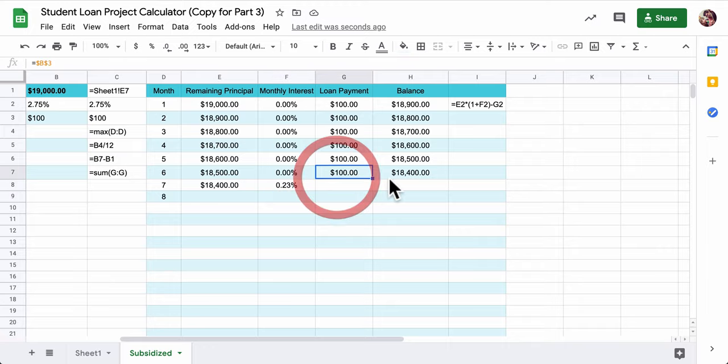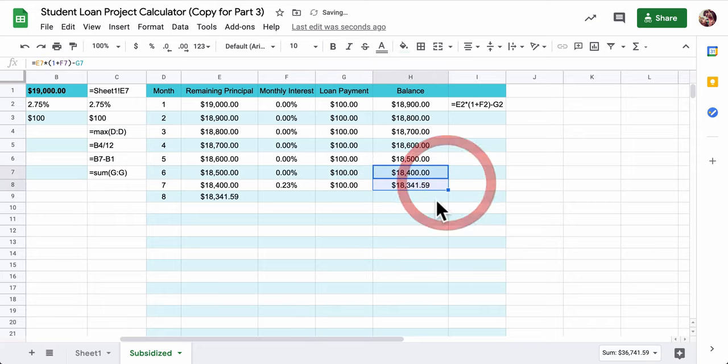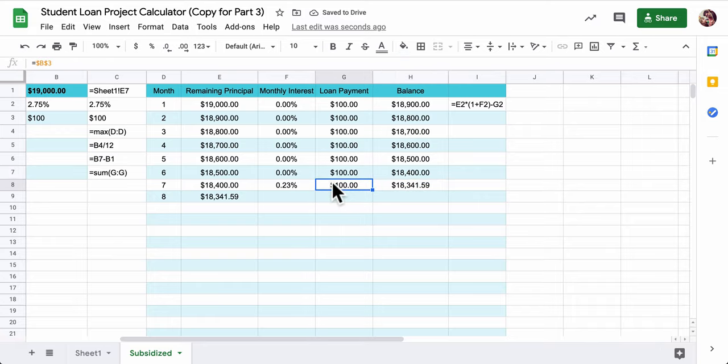And our loan payment is still $100. But now our balance is not going to go down by 100. It's going to go down by less, because before we apply that loan payment, we add the interest. So what this cell is doing, if you look at what it says, is E8 times 1 plus F8 minus G8.